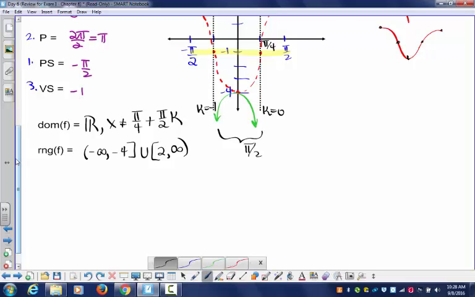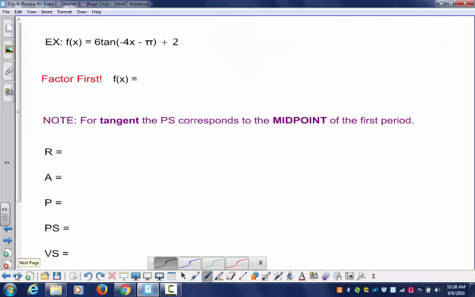So let's get to our crazy tangent and cotangent. All right, let's see. You guys factor this one. See if you can factor a -4 out of there correctly and efficiently, without the use of the calculator. Then go ahead and write down your 5 characteristics.